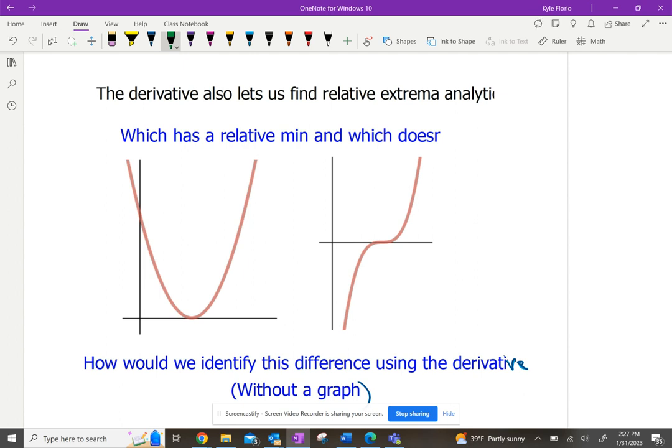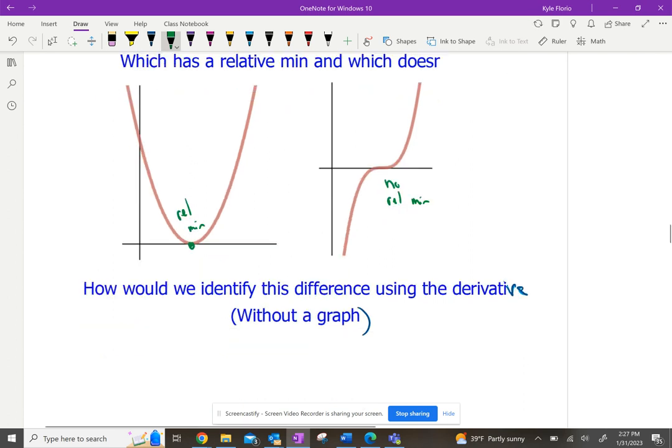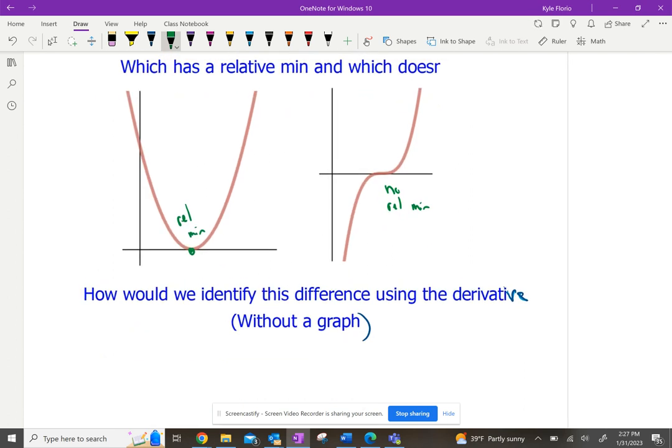So the derivative also lets us find relative extrema analytically, and which has a relative min and which doesn't. So this is a relative min. This has no relative min. How would we identify the difference using the derivative?